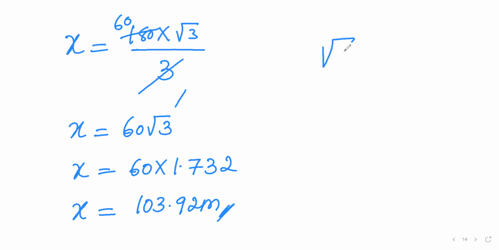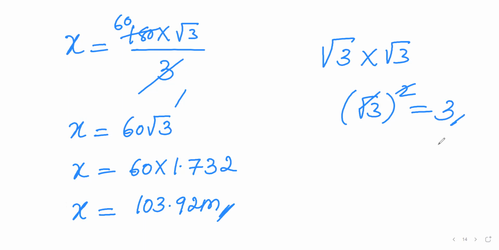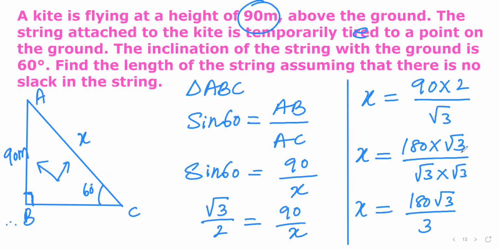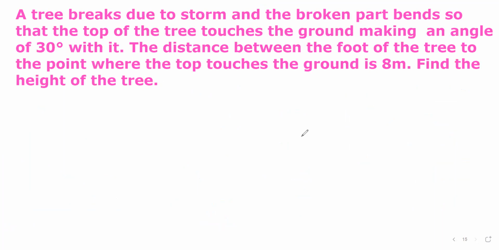And as I said, root 3 into root 3, that is root 3 whole square, that square will get cancelled, that is the 3. And here, why do we have to multiply by root 3 and divide by root 3? To simplify further. So understood? If you simplify this, again we'll go back to the previous step only. All right, we'll move to the next question.